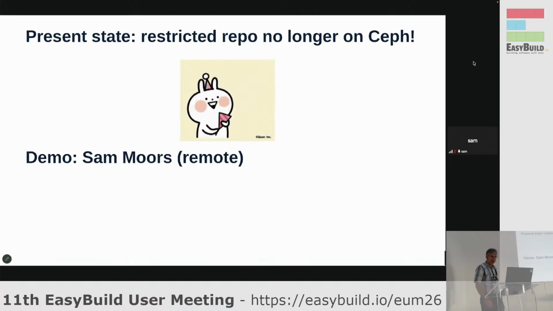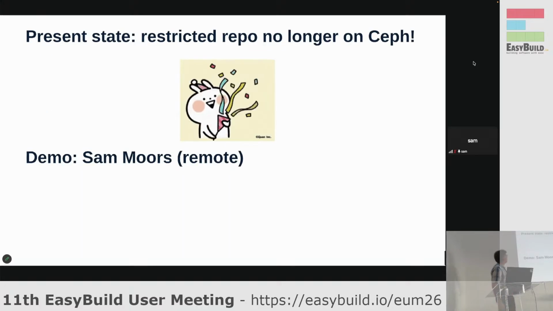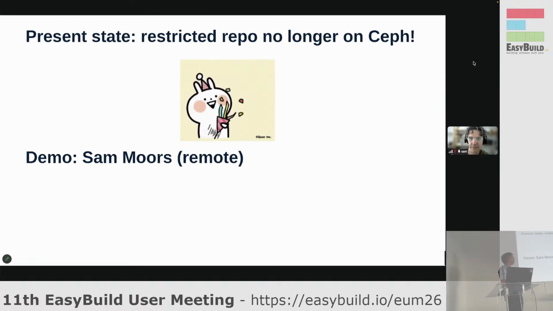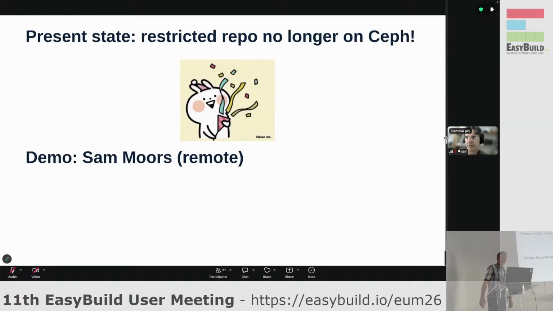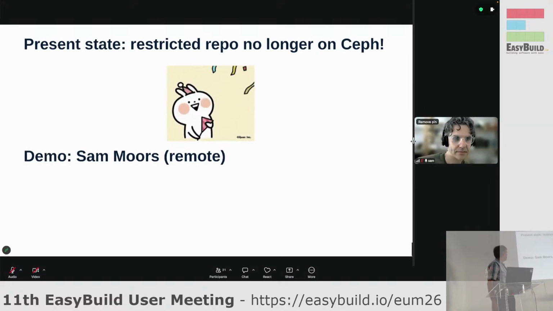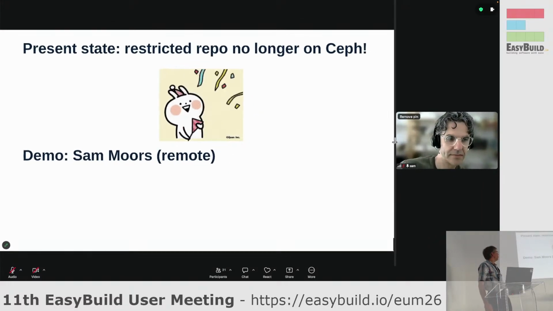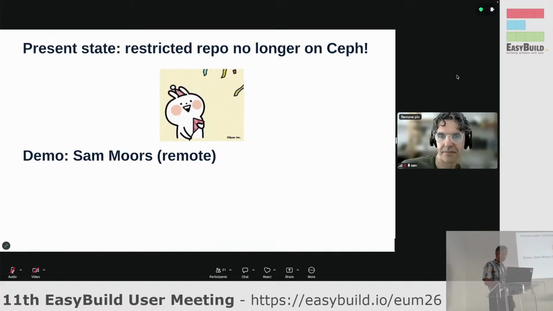So in our present state, the restricted repo is no longer on CVMFS on our new cloud. We have our whole installation of MATLAB and ANSYS automated via bubble wrap using EasyBuild 5.3.0. So woohoo! And now I can give the mic to Sam to give a demo of the EB 5.3.0 functionality.